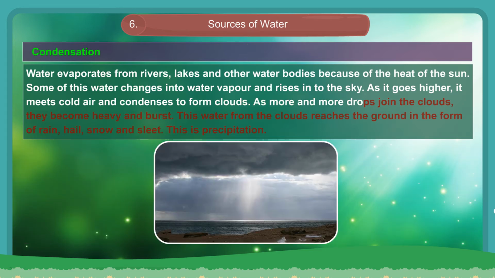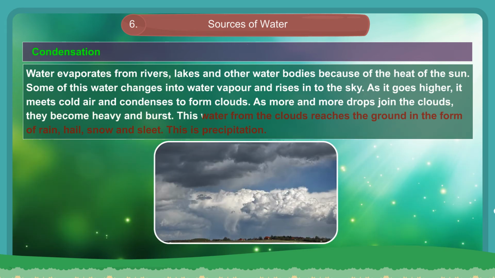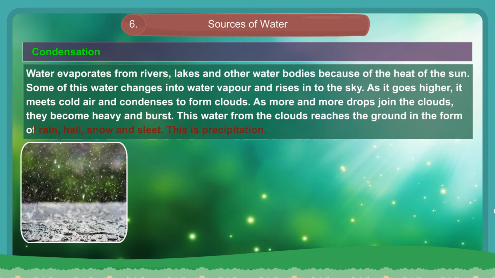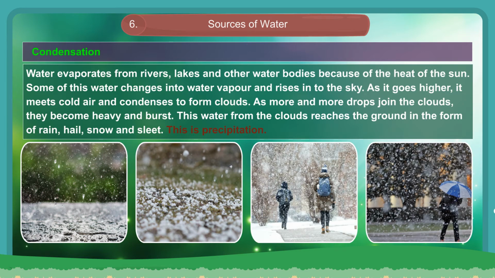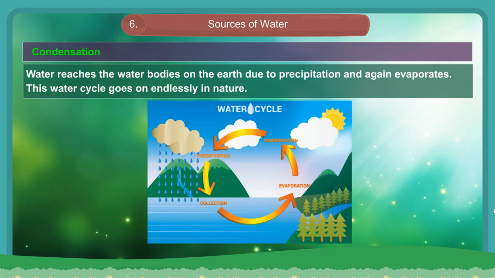As more and more drops join the clouds, they become heavy and burst. This water from the clouds reaches the ground in the form of rain, hail, snow, and sleet. This is precipitation. Water reaches the water bodies on earth due to precipitation and again evaporates. This water cycle goes on endlessly in nature. Water cycle: evaporation, condensation, precipitation, collection.